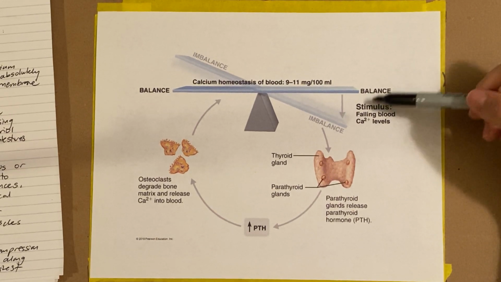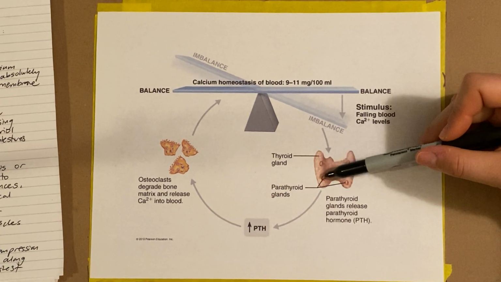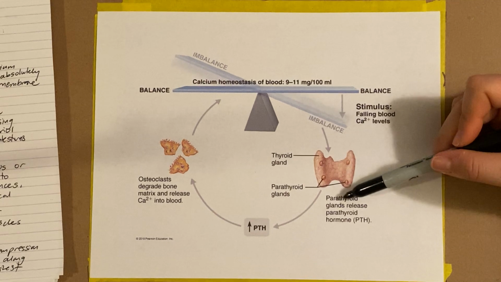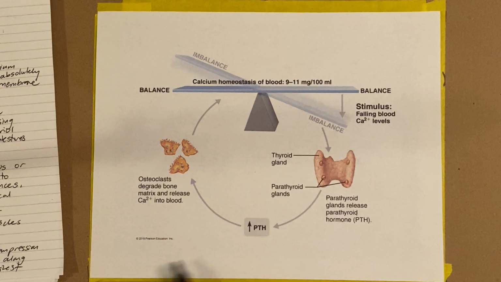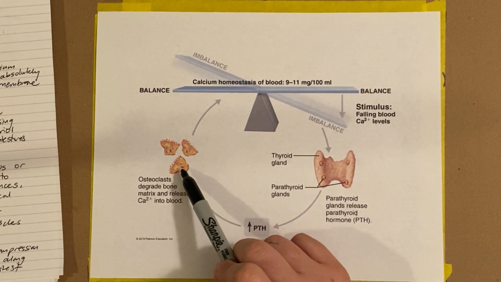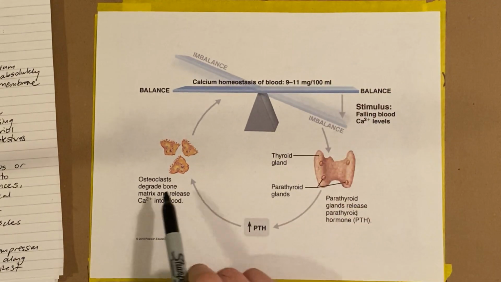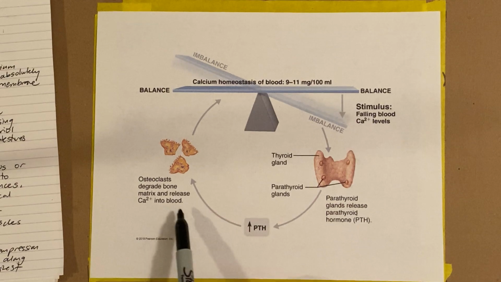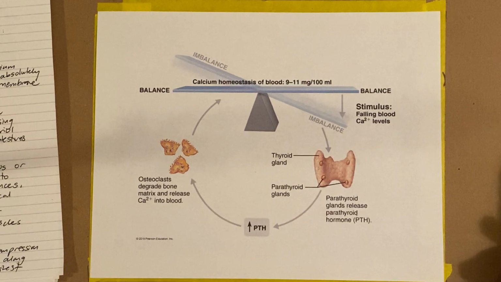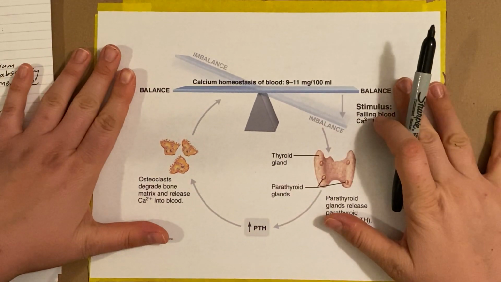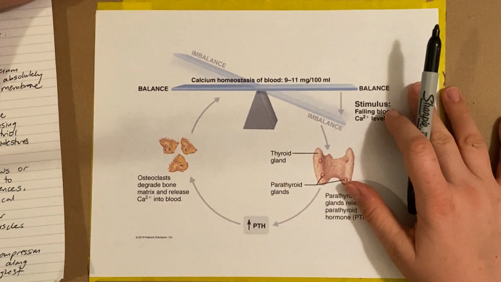So what's going to happen is that imbalance is going to send a message to the thyroid, or specifically to the parathyroid glands. The parathyroid glands are going to release parathyroid hormone. So that's going to increase the level of PTH in the body. Osteoclasts, when they come into contact with that PTH, are going to be activated and will start to degrade bone matrix and release calcium into the blood. Okay, and they will continue to do that until the blood calcium level is correct. So we still have a negative feedback loop happening in this situation. So that would be how parathyroid hormone is going to affect this.